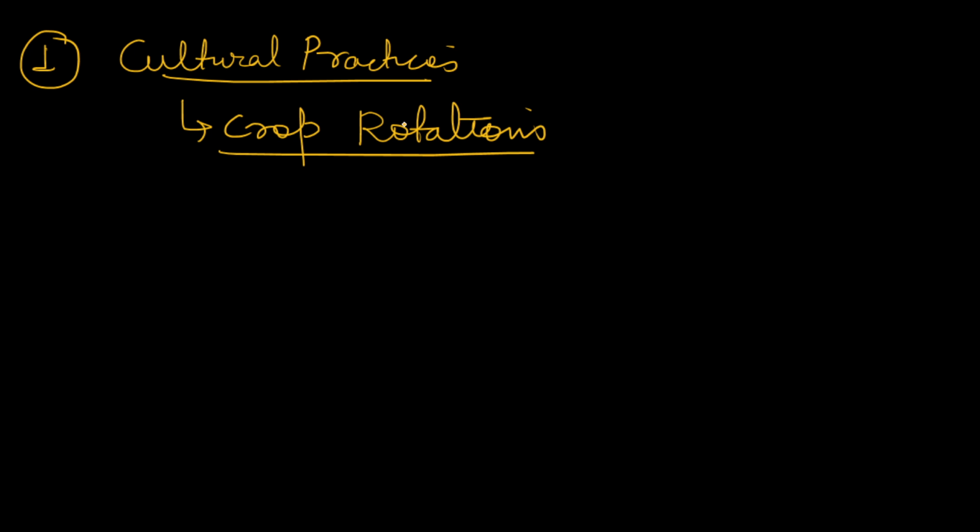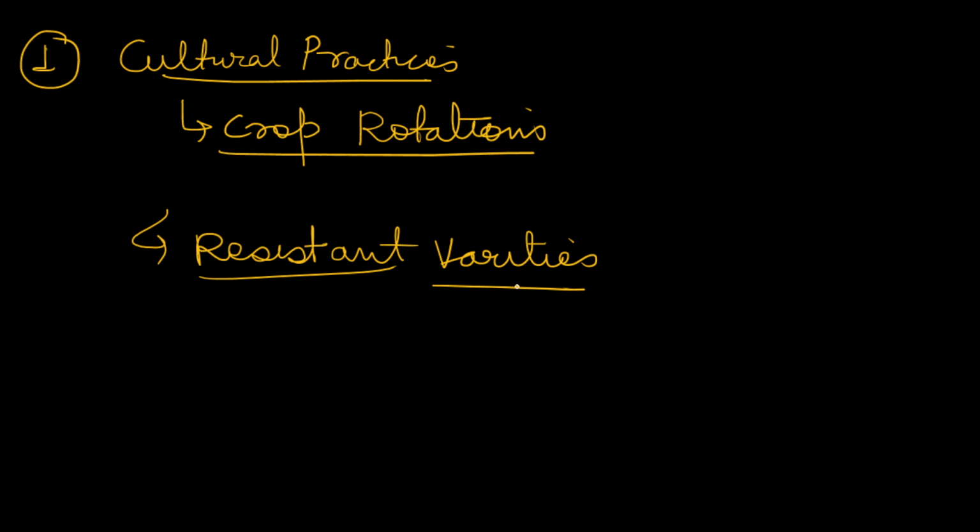If you keep rotating the crop, the cycle of nematode infestation will break, because they also prefer certain crops. So breaking those cycles will help in controlling the population of nematodes and controlling their effects. So crop rotation is very important. Secondly, we can use resistant varieties. There are many resistant varieties for different fruits and different vegetables which are not susceptible to nematodes. So resistant varieties can be used.